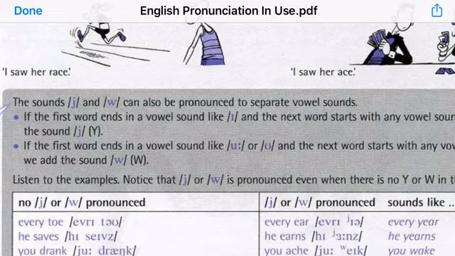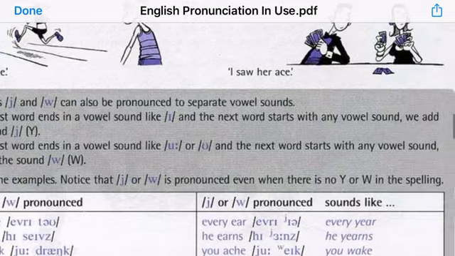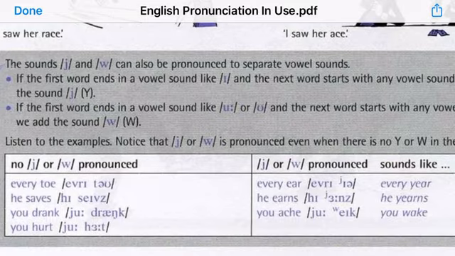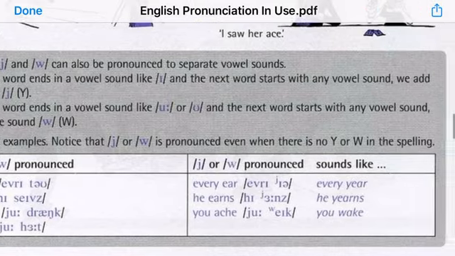But if the first word ends in a vowel sound like oo or o, and the next word starts with any vowel sound, we will insert a W sound. And for this, we have the example: "you ache," the verb ache. But when we say them together, we have to insert W in between: "you wache." So listen to the examples. Notice the Y and W are pronounced when there is no Y and W in the spelling.